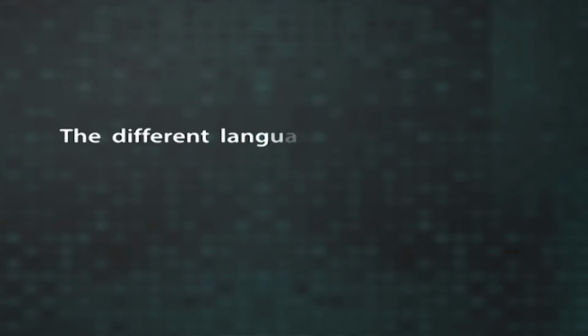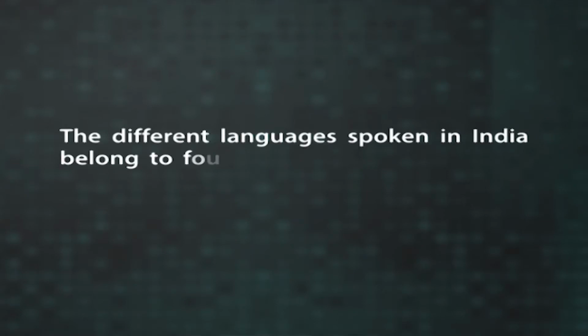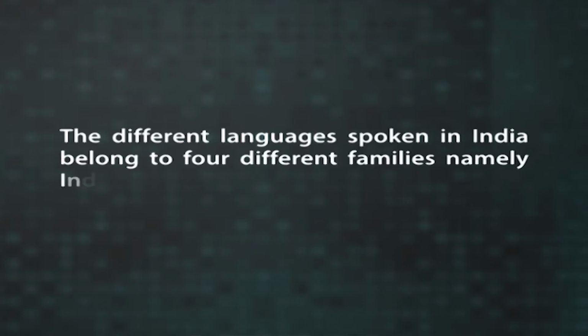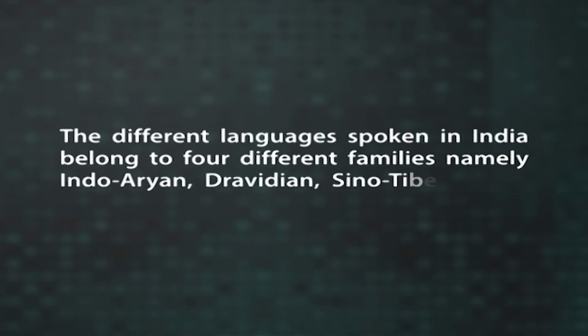Many ancient languages have already vanished in our country. The different languages spoken in India belong to 4 different families, namely Indo-Aryan, Dravidian, Sino-Tibetan and Austro-Asiatic. The Official Languages Act of 1967 provided for use of Hindi as the language of communication between the center and the Hindi speaking states, and use of English as communication language between the center and non-Hindi speaking states.